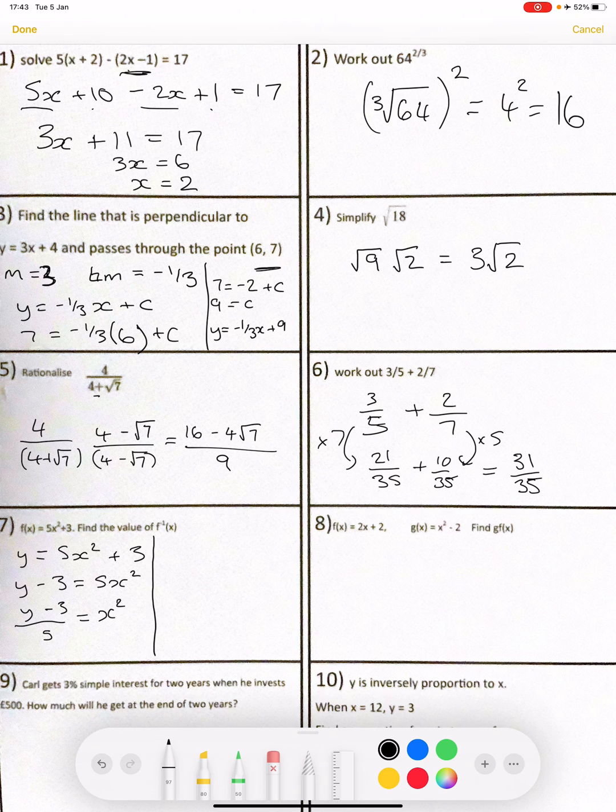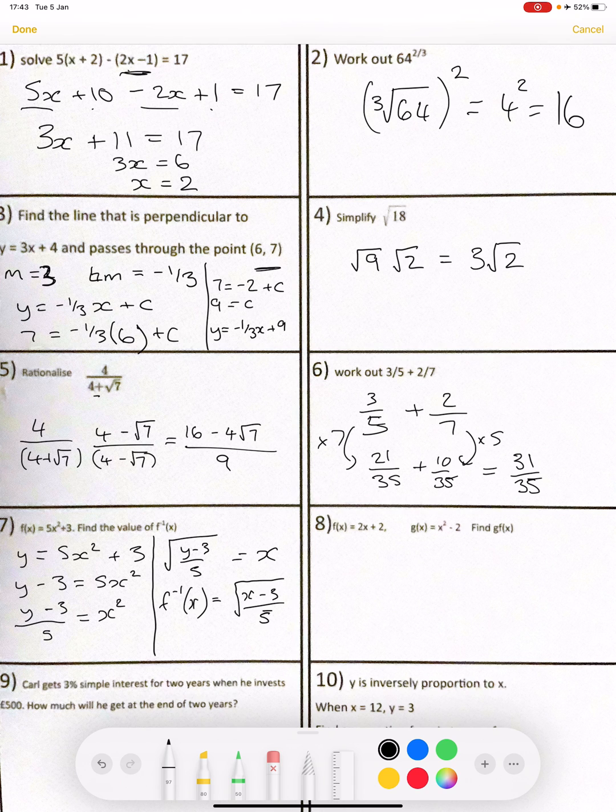And then I'm going to square root everything. Square root of y minus 3 over 5 equals x. And just to finish it off, f to the minus 1 of x equals square root of x minus 3 over 5. I noticed in your homework that some people weren't rewriting that last line, so you won't get full marks unless you write it in that format.